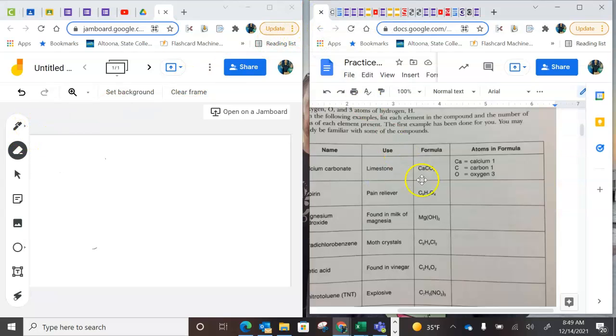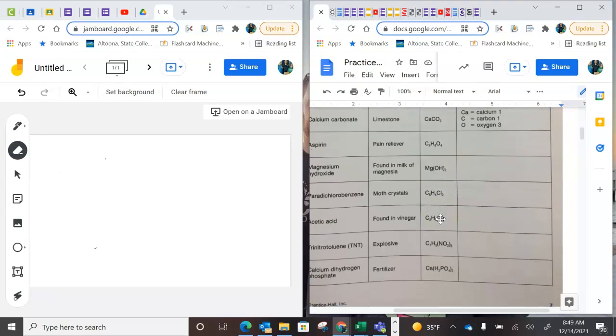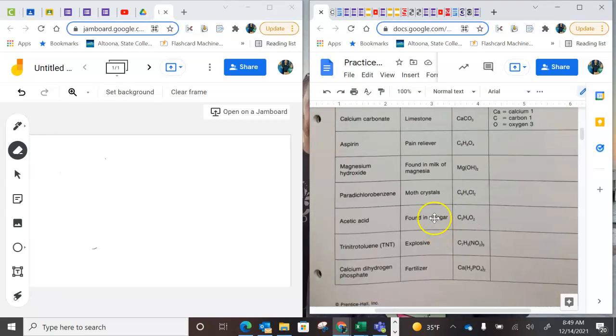If we jump back, I want to show you one of these more difficult ones. So this TNT is actually what is in dynamite. So the equation, or the formula, I guess, is C7H5(NO2)3. Now that's one of those polyatomic ions. You have to distribute this, but unlike math class, you distribute backwards.